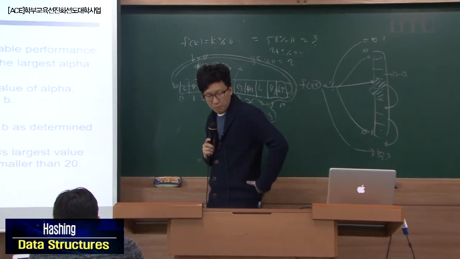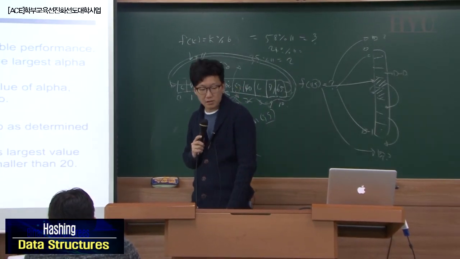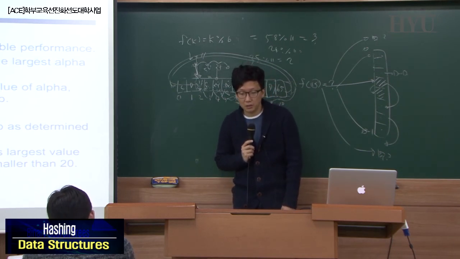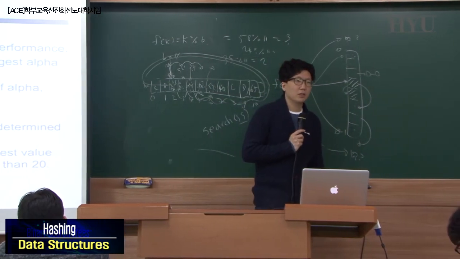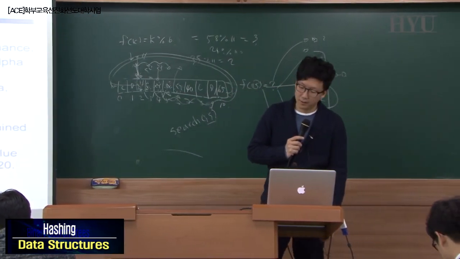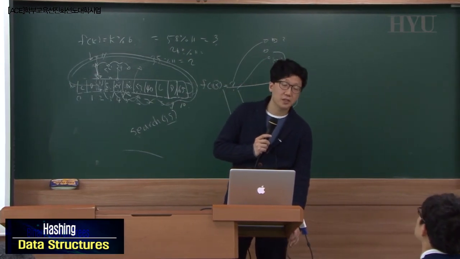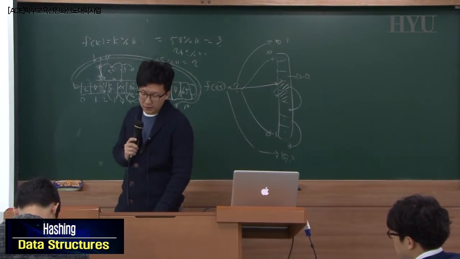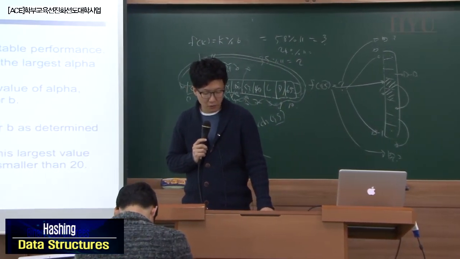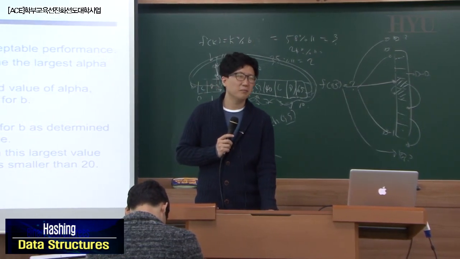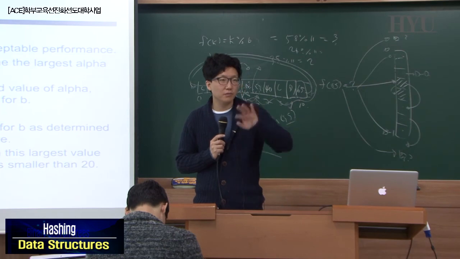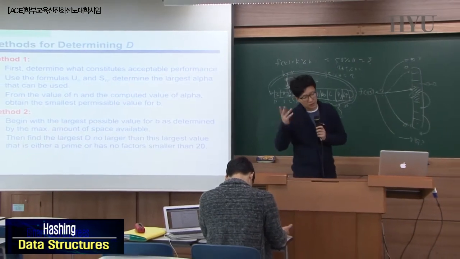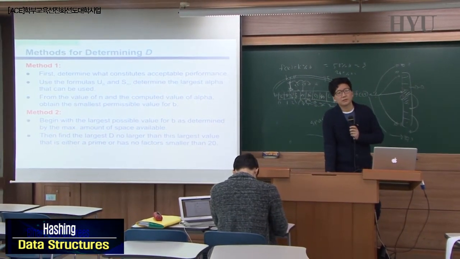Okay. Method 2: begin with the largest possible value of b, determined by the max amount of space available. So you declare a really, really big b, considering how much memory you have. Then find the largest d, no larger than this large value, that is either prime or has no prime factor smaller than 20. Then from the large value, you try to reduce by satisfying these conditions. So it's another playing around with this stuff.